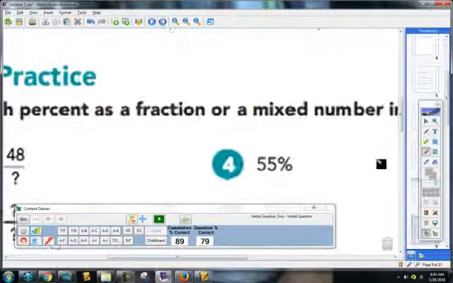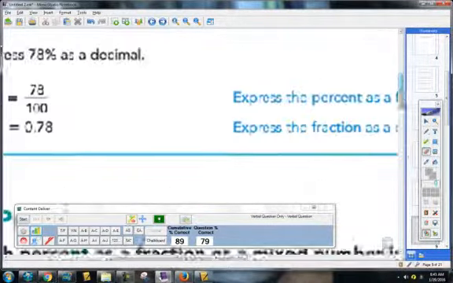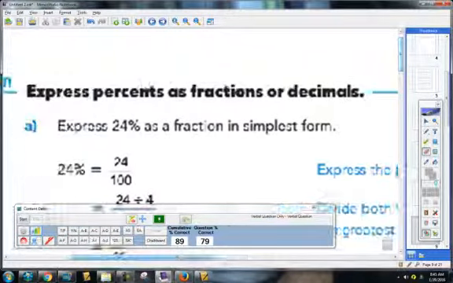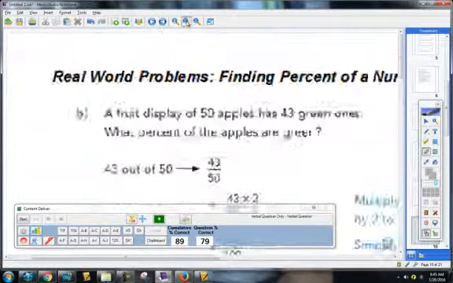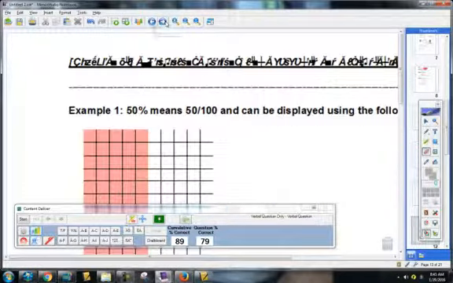Yeah, I did. Okay, now, learning target 3. If you want to write this, you guys are all pretty good at this one. It is just finding percent of a number. So as I go here, I'll find what I'm looking for.